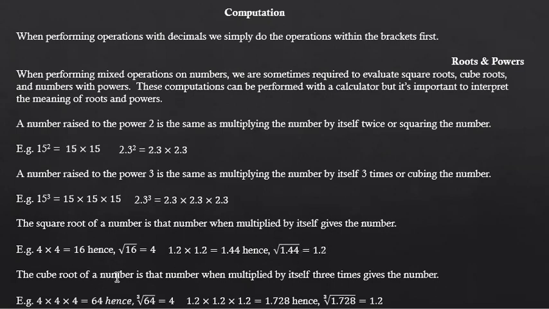The cube root of a number is that number which, when multiplied by itself 3 times, gives the number. So 4 multiplied by 4 multiplied by 4 is equal to 64. The cube root of 64 is equal to 4. 1.2 multiplied by 1.2 multiplied by 1.2 is 1.728. The cube root of 1.728 is equal to 1.2. Anybody have any questions?